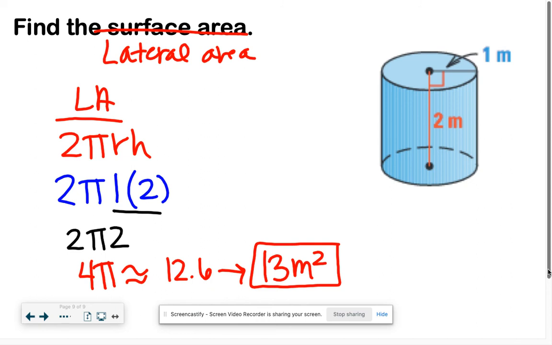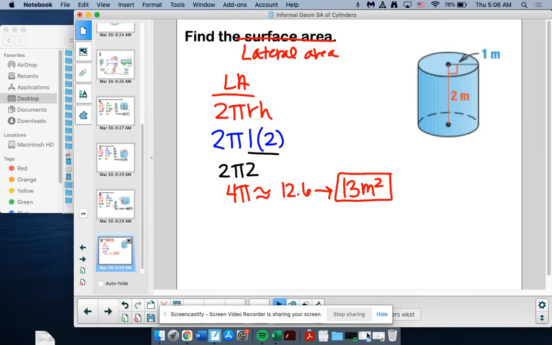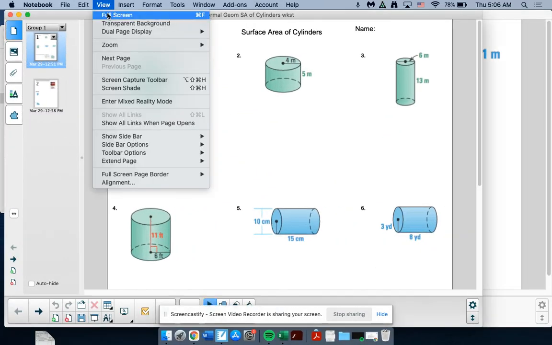So notes are done. Now I need you to find the homework packet. And we are doing the grayish worksheet, the one that's right behind the riddle one we did earlier in the week. It says surface area of cylinders. Surface area of cylinders. It's gray. Should look like this. There we go.